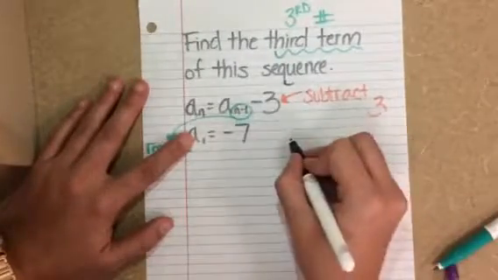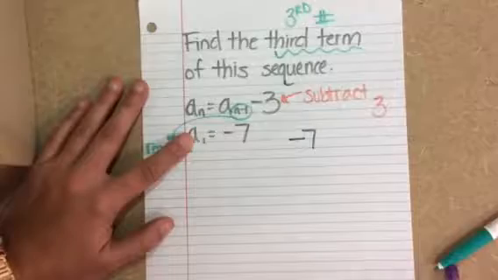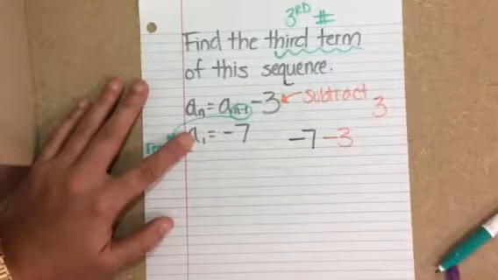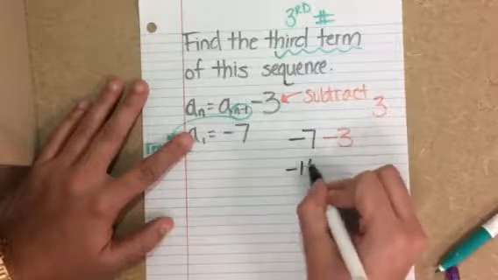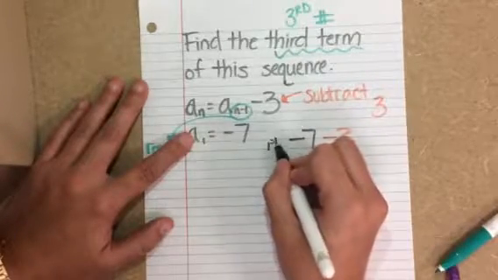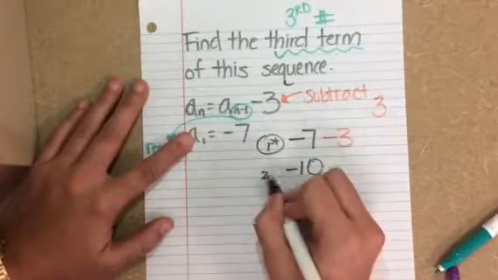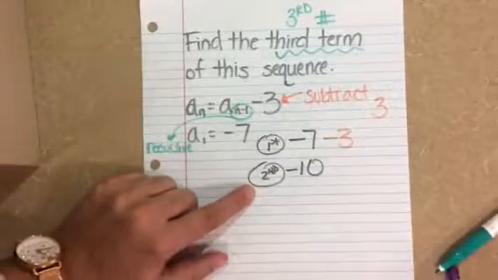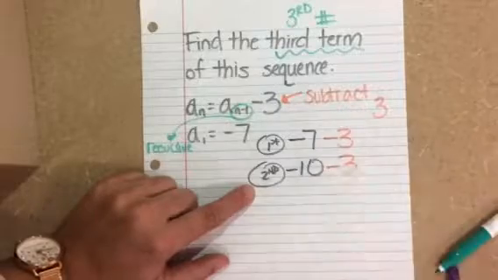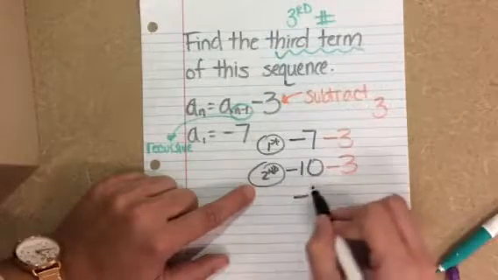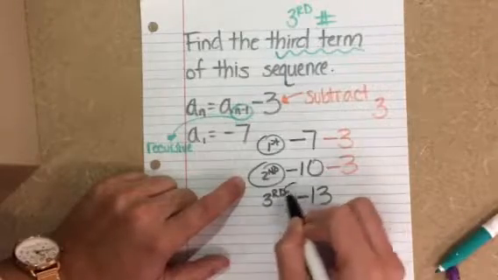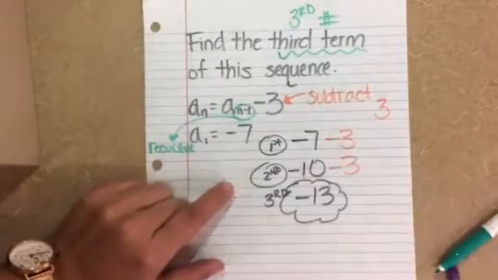So I start with the first term that they gave me. My first number is negative 7. And I'm going to take away 3 because that's what the rule tells me to do. And I get negative 10. Now, if this one's the first, this one's the second. So I still don't want this. I'm not done. I got to take away 3, which is what they tell me to do, and I get negative 13. That is my third number. That would be the answer.